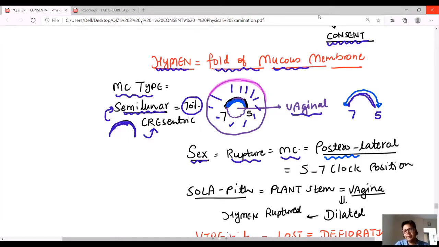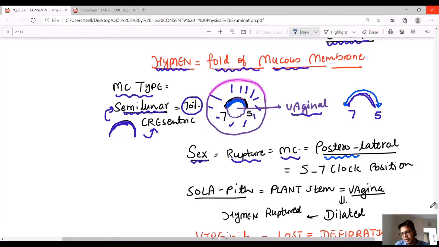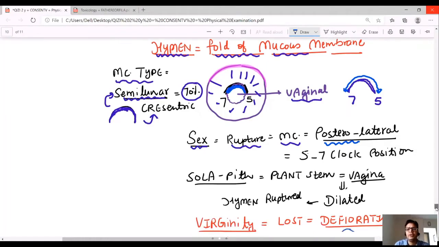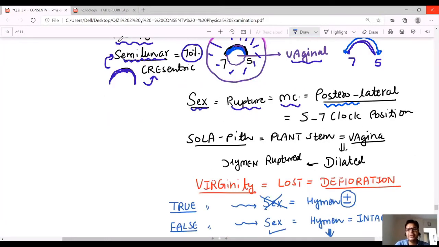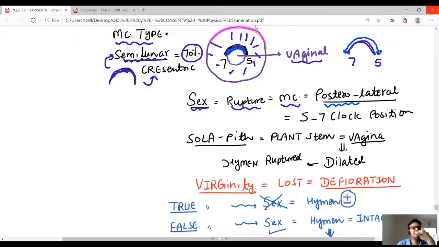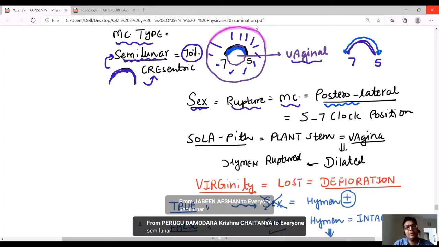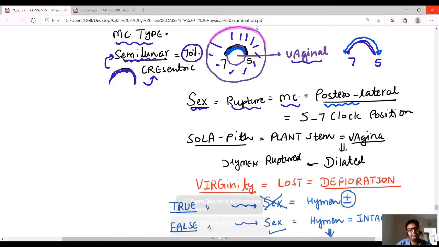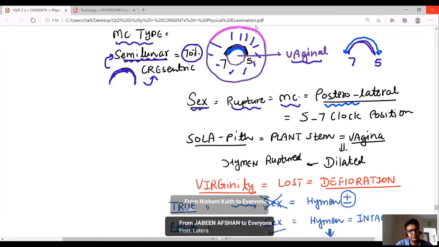Doctor Sahab, sometimes what we do, let's write questions. Which is the most common type of hymen in females? Semilunar. What is the most common site of rupture of hymen during sex? Anterolateral or posterolateral? Yes, it is posterolateral. At which clock position does the hymen get ruptured? Yes, 5 to 7 o'clock.